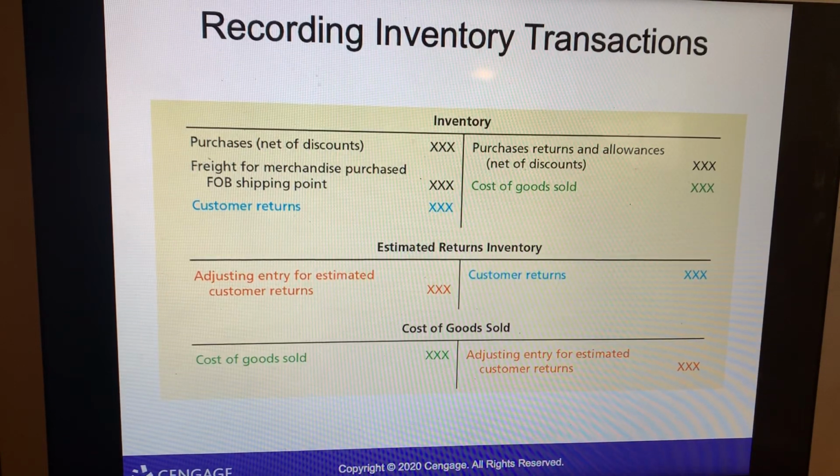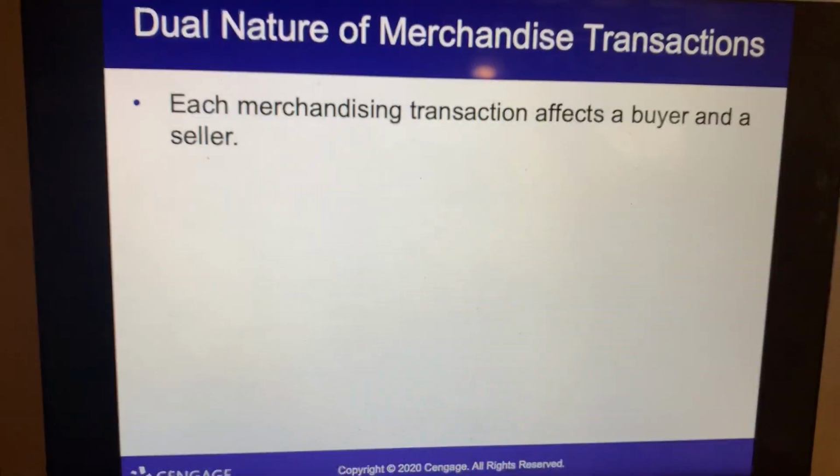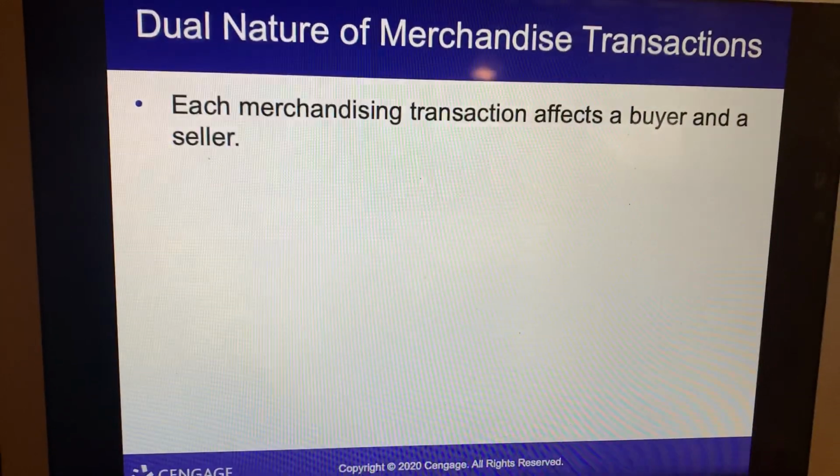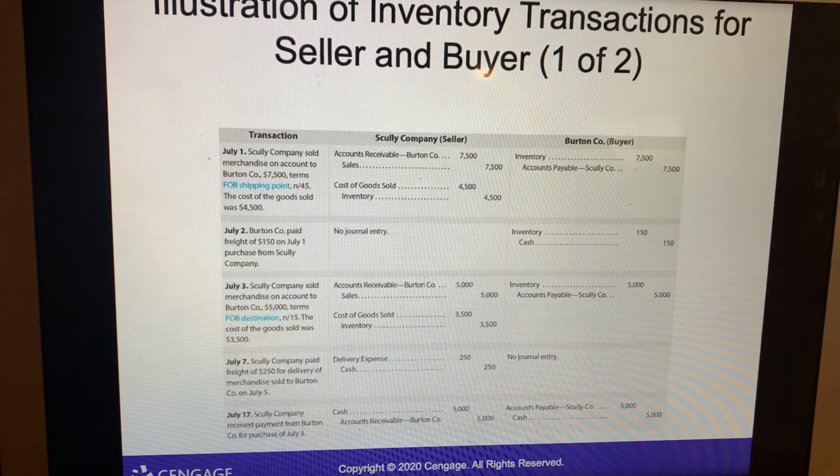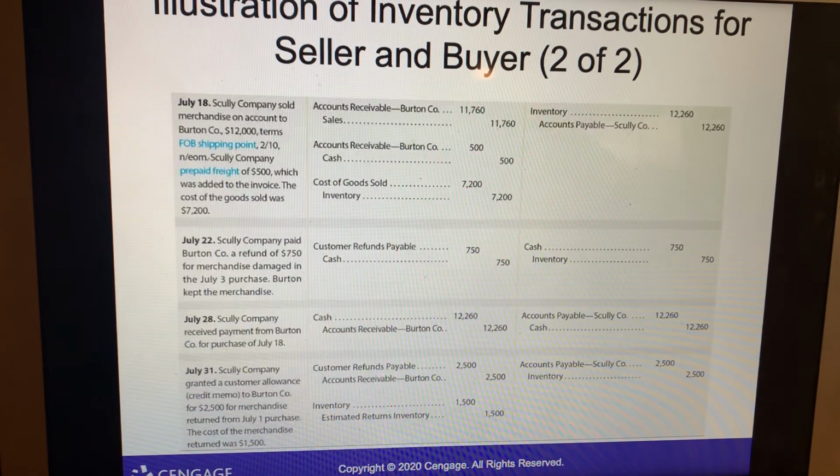Here are the recording inventory transactions. You can take a look at those in more detail. Each merchandising transaction affects a buyer and a seller. So here are some examples: inventory transactions for seller and buyer. If you go through those and look at them in a little more detail, here are some more of those inventory examples as well.